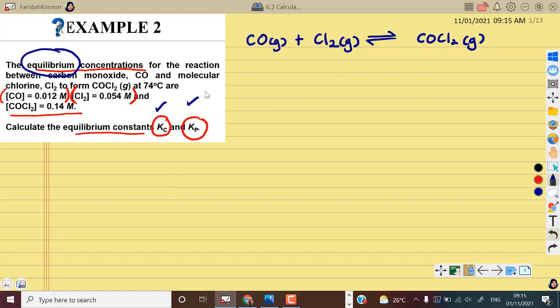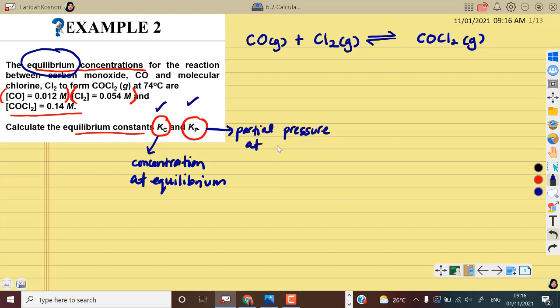Okay, jadi sekarang bila soalan tu minta, calculate Kc and Kp. Kc and Kp both are equilibrium constant. Jadi saya dah mention kalau Kc dia mesti based on concentration, okay, concentration at equilibrium, while Kp must be measured, mesti dikira based on partial pressure, okay, partial pressure when the system reach equilibrium. Jadi untuk mengira Kc and Kp ini, kita mesti ada maklumat concentration ataupun partial pressure at equilibrium.